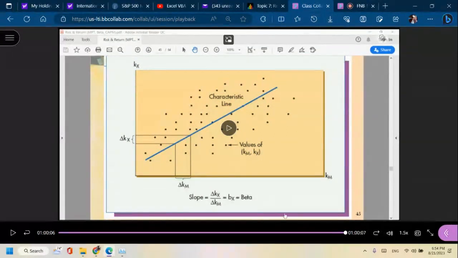Any questions so far? Basically, I've been talking about the correlation between the independent variable and the dependent variable, and obviously, individual stocks' return is correlated with the market's return. And between the two, the market is the independent variable.